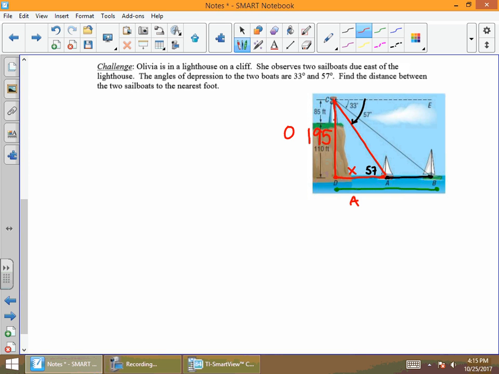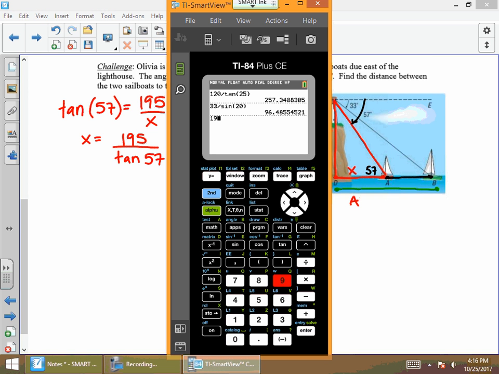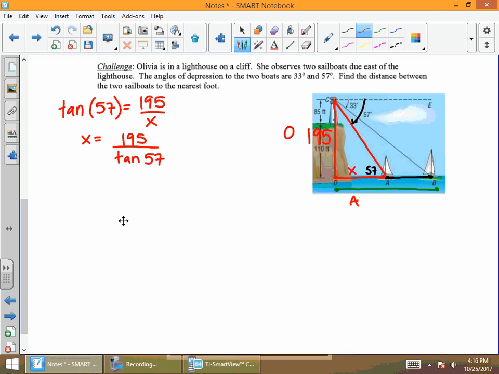If I have opposite and adjacent, then I will be doing tangent. The tangent of the angle, in this case 57, is equal to the opposite side, 195, over the adjacent side, which is what I'm looking for. Variables on the bottom, so switch them. So x equals 195 divided by the tangent of 57. So 195 divided by the tangent of 57 degrees is 126.6.